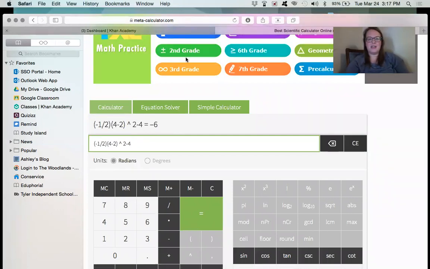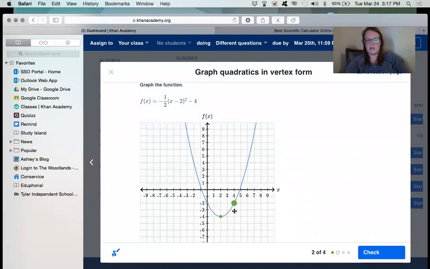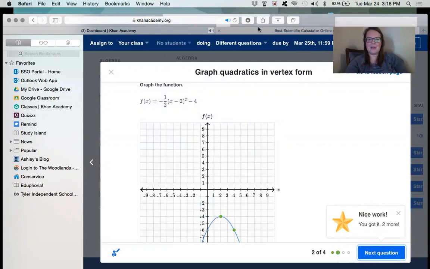I get -6. So my next point needs to be at (4, -6). Yay! We got it right.